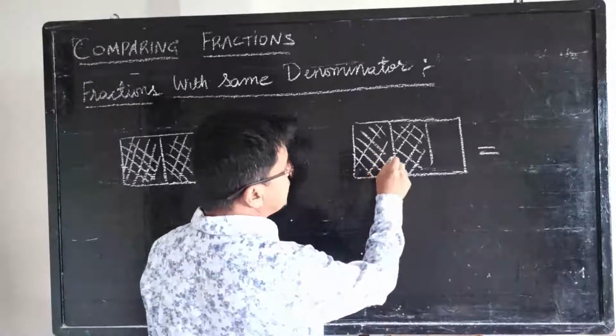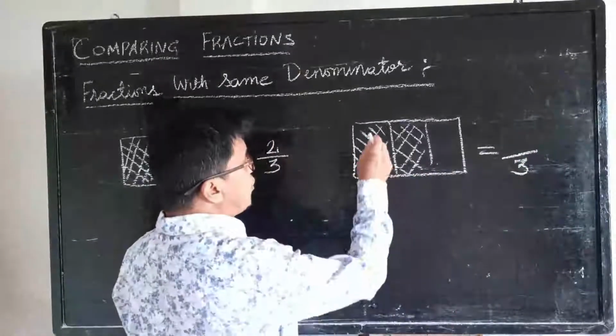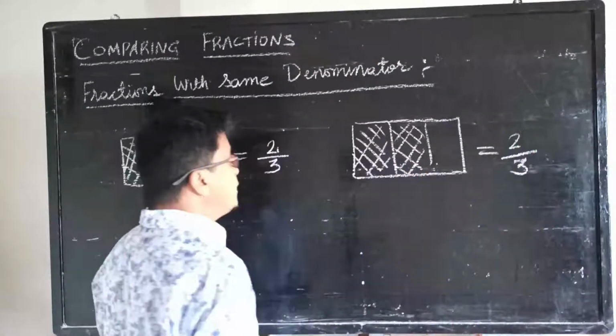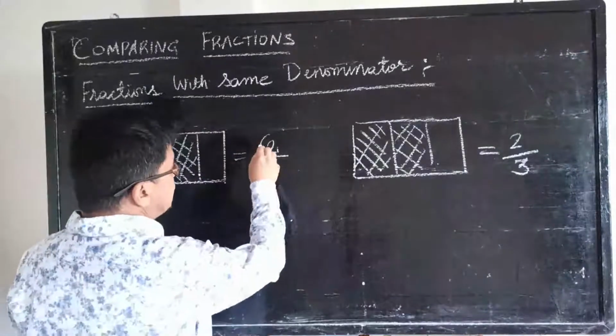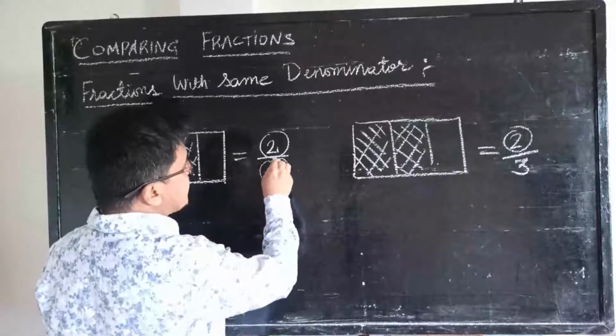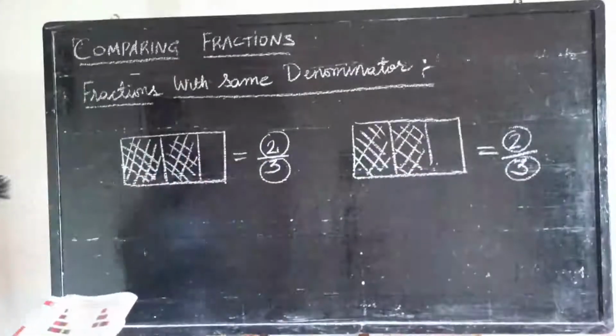Here also look at this figure. How many parts are there? 1, 2, 3. 3 is the denominator. And how many parts are shaded? 1, 2. 2 parts are shaded. 2 upon 3.